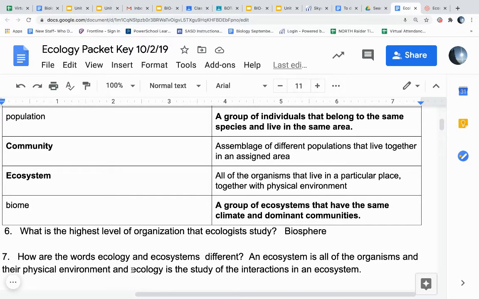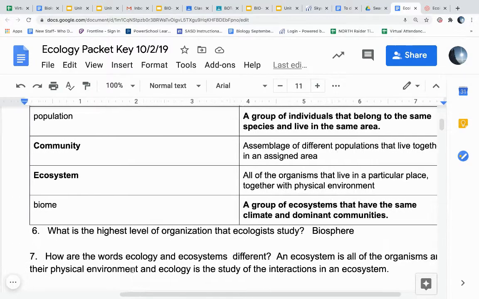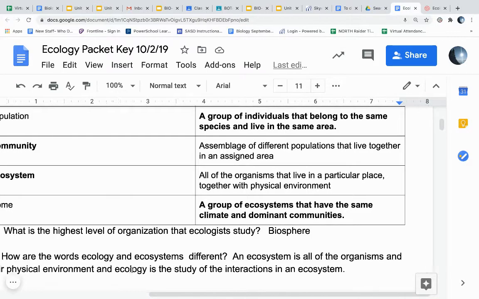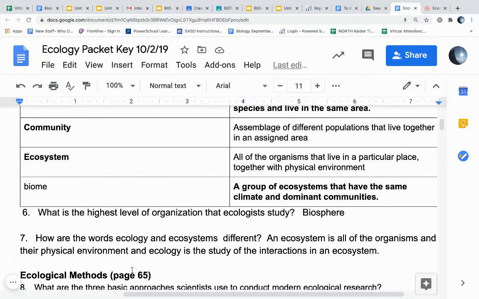7. How are the words ecology and ecosystems different? So an ecosystem is all of the organisms and their physical environment, and ecology is more of the study of the interactions that occur in that ecosystem. So they're very similar.